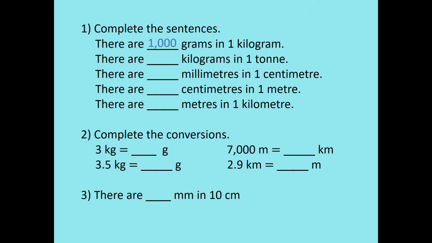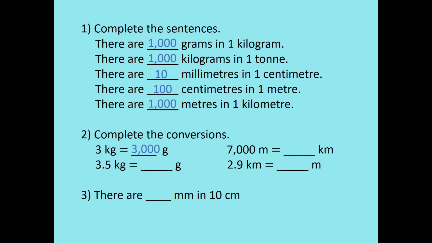There are 1,000 grams in 1 kilogram. There are also 1,000 kilograms in 1 ton. There are 10 millimeters in a centimeter, 100 centimeters in a meter, and 1,000 meters in a kilometer. And if we use those, we can help follow and complete the conversions.